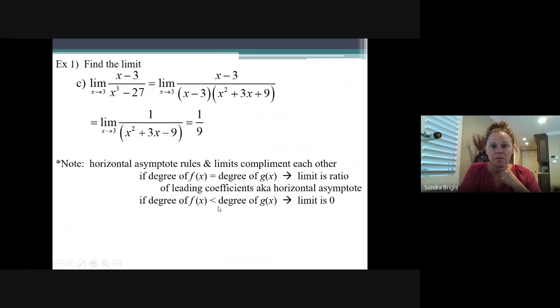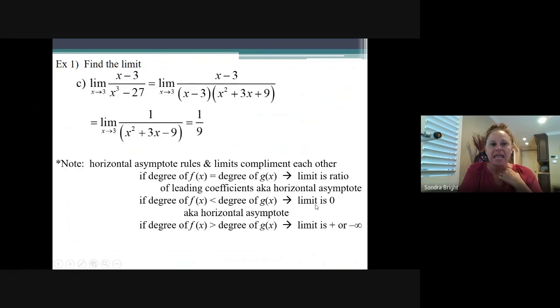then your limit will be 0, which will be your horizontal asymptote. If the degree on top is bigger than the degree on the bottom, then your limit will be either positive or negative infinity, or there won't be an asymptote, basically there's no horizontal asymptote. Those are as your x's are going to negative infinity or positive infinity. That's what these rules are doing.